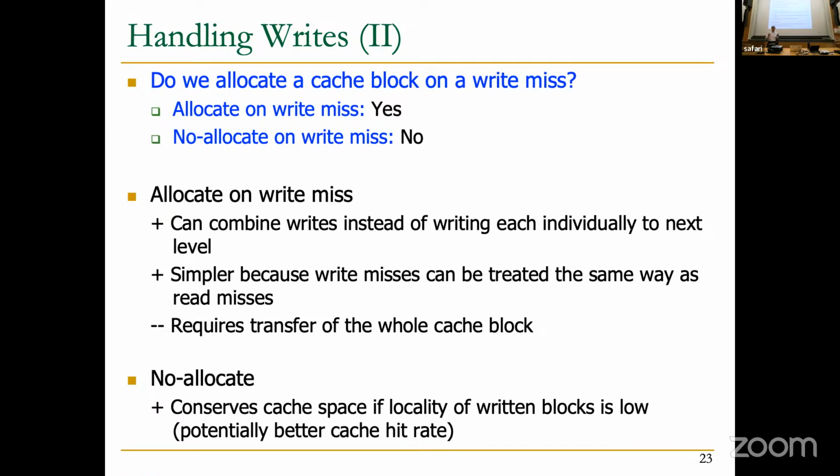And that's really the key that I want you guys to understand. The access pattern is the most important thing for the cache. If the access pattern is such that you don't need write combining, but you actually need to conserve cache space and the locality of writes is low, then no allocate on writes is actually a better design decision. And again, you can have hybrid policies over here.